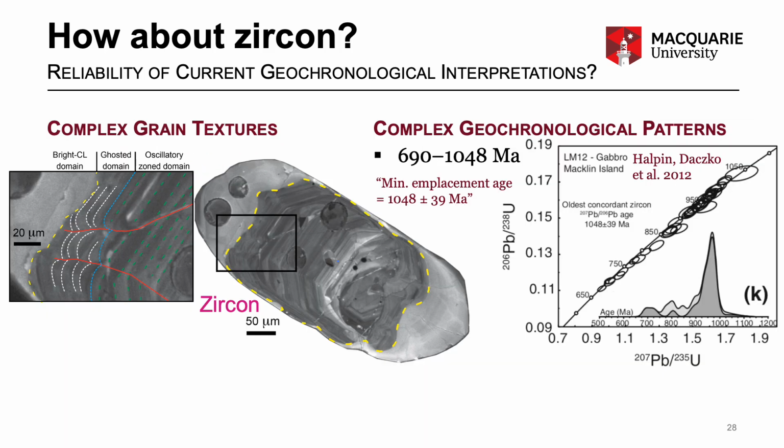Stepping to zircon and the work we've done in the past on zircon, this is an example of the Mawson charnockite, and I showed the complex textures on the left early in the talk. The age spread that we get is over a couple of 100 million years, between 690 and 1048. Our interpretation back in 2012 was that around 1050 was probably the emplacement age, or at least a minimum emplacement age, and everything else in the age pattern was some sort of mysterious lead loss event.